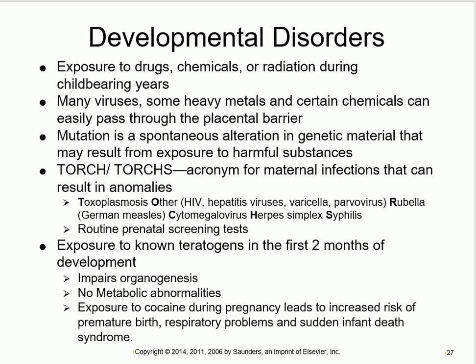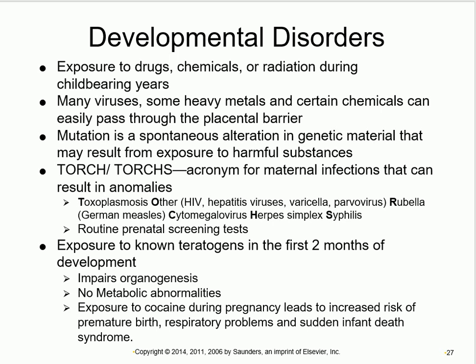The R is for rubella. C is for cytomegalovirus, H for herpes simplex. Sometimes they call it the TORCH, sometimes we call it the TORCHES. If that's the case, you're adding the S, which is syphilis. And yes, you need to remember these. I can ask you what TORCH means. Okay?